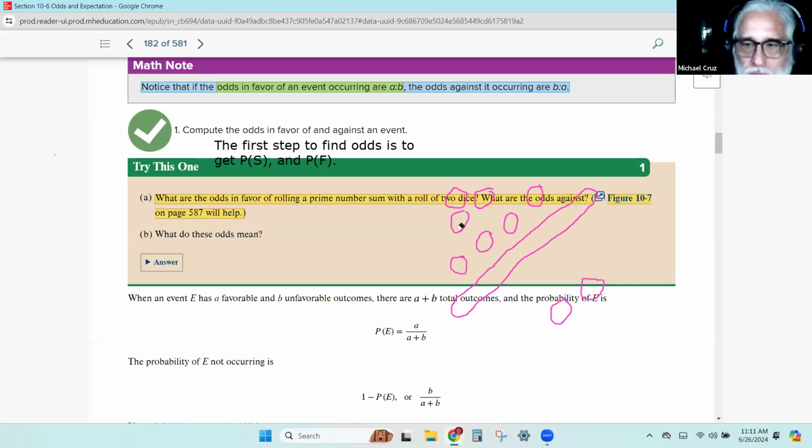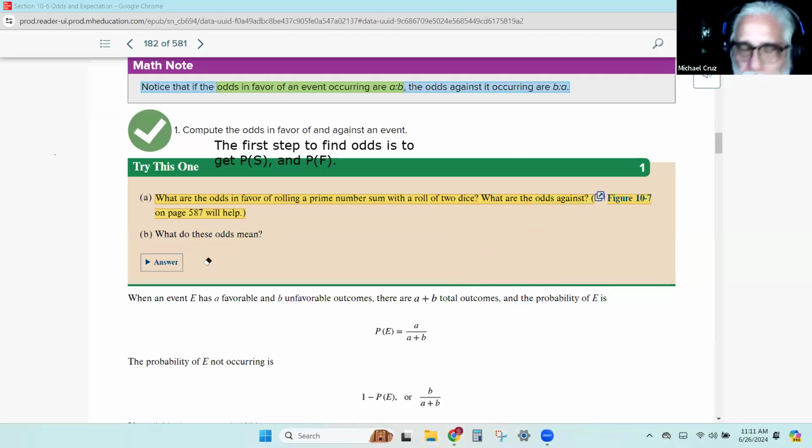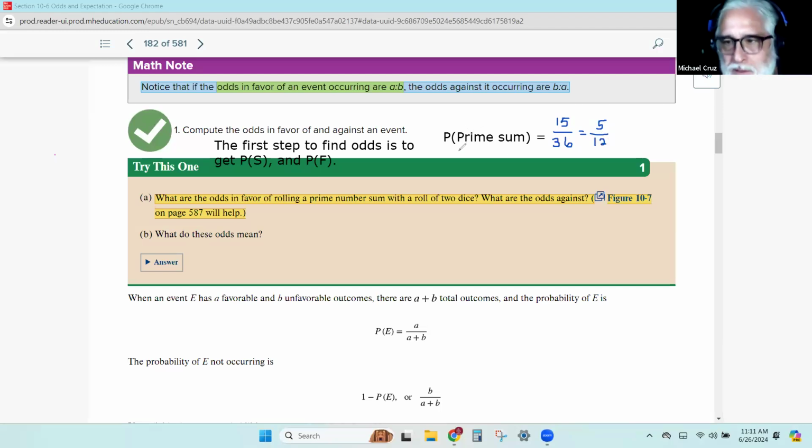All right. So the probability of a prime sum is equal to 15 over 36. And we need to simplify these always. All right. So both of those are divisible by 3. So 15 divided by 3 is 5. 36 divided by 3 is 12. So 5/12 is what we call the probability of success.